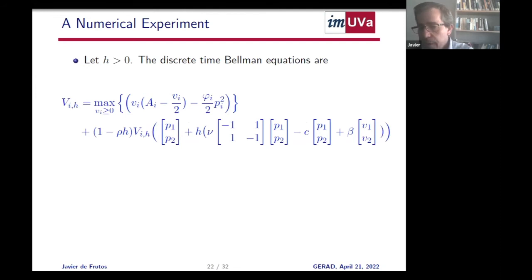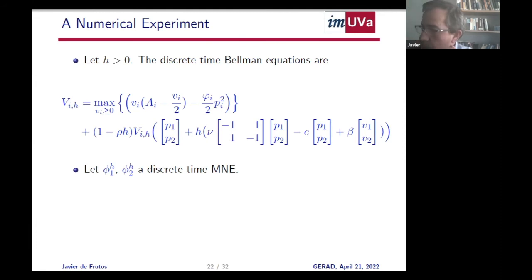So we have also the discrete Bellman equation, and observe that as the discrete time problem is also linear quadratic, this Bellman equation also has a solution that is piecewise linear. So we can compute also exactly the Nash equilibrium, the discrete time Nash equilibrium of this problem.